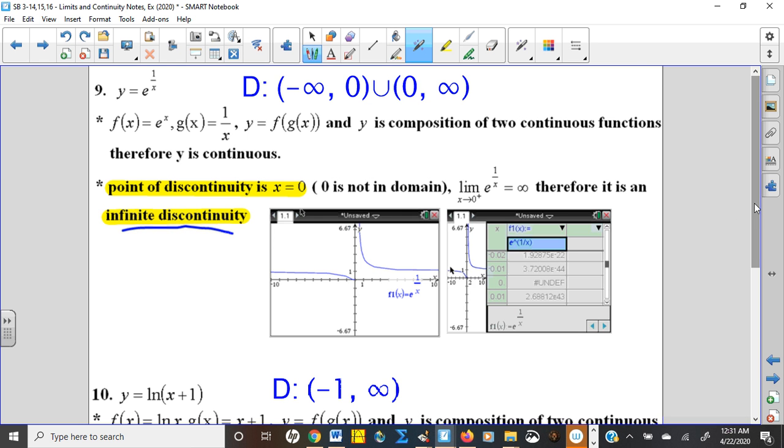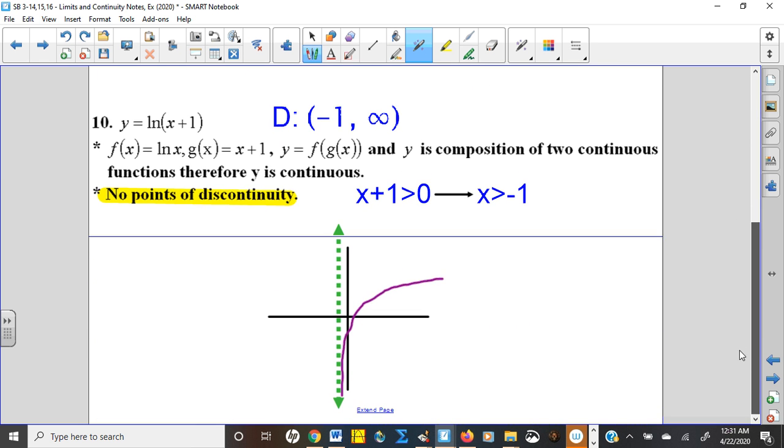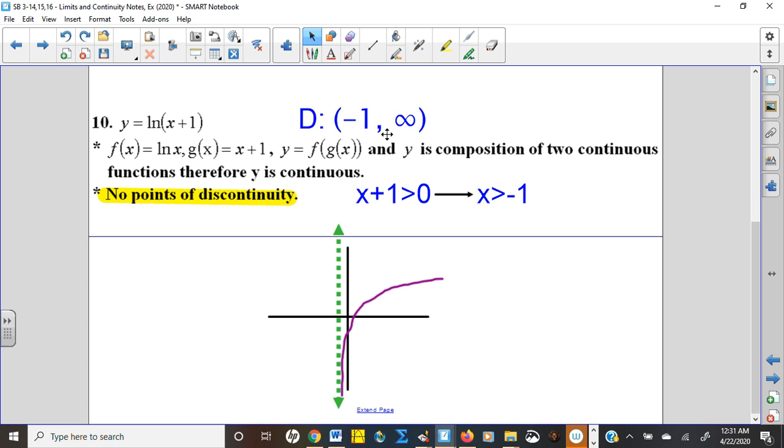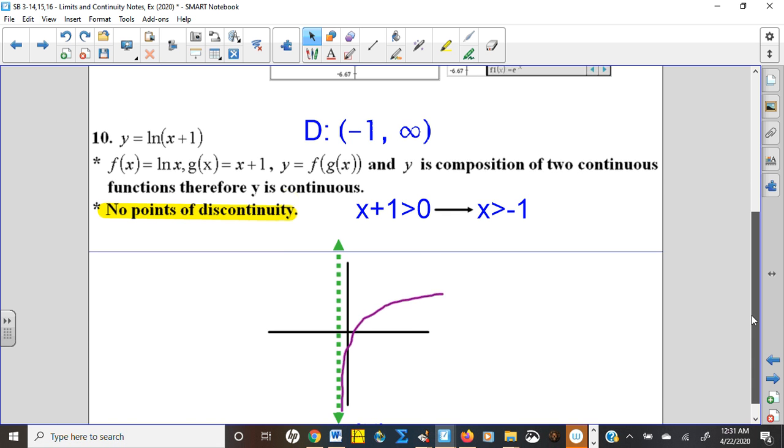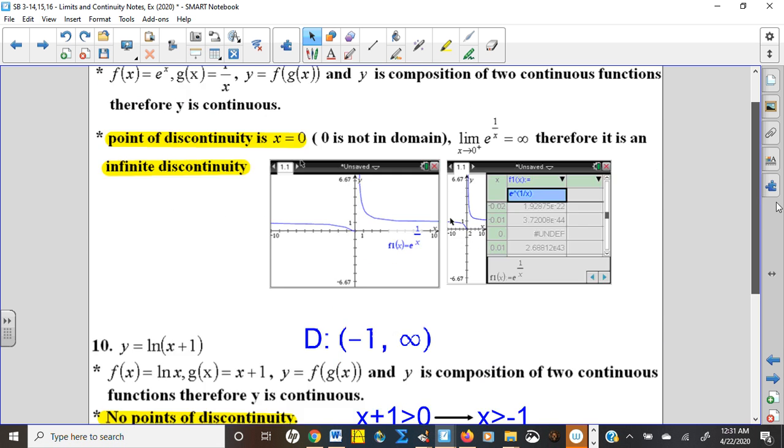And then the last one is just a log function that's been shifted 1 unit to the left. We know that logs are continuous functions. They're just not defined everywhere. So this log over its entire domain is indeed continuous. So there are no points of discontinuity for this function, even though it's not defined anywhere to the left of or at -1. So I hope that explains it.